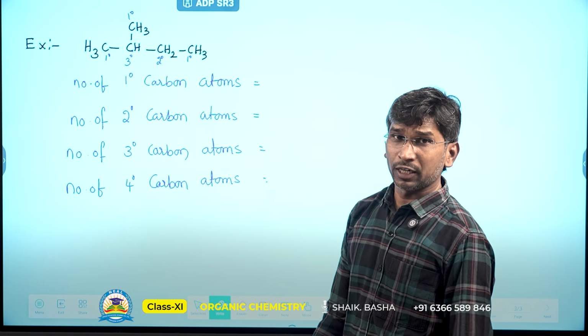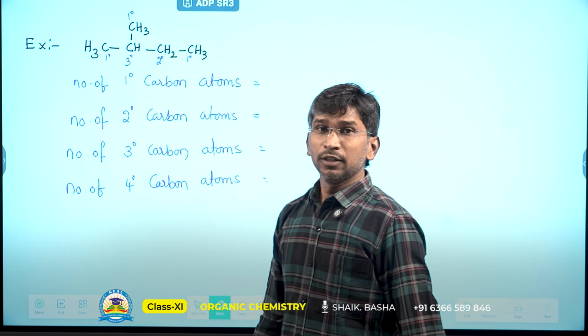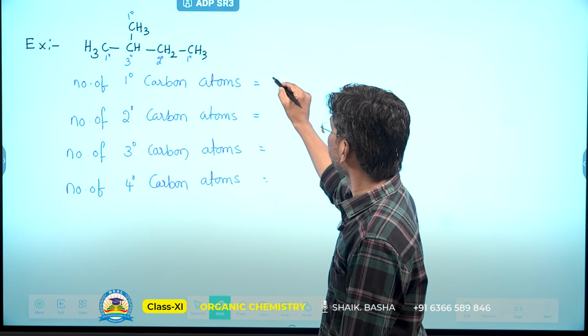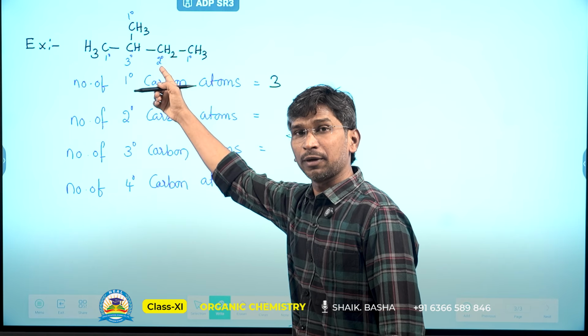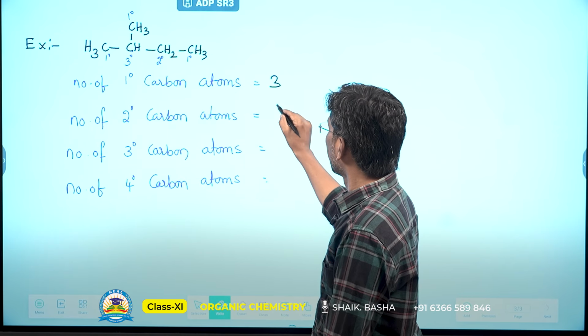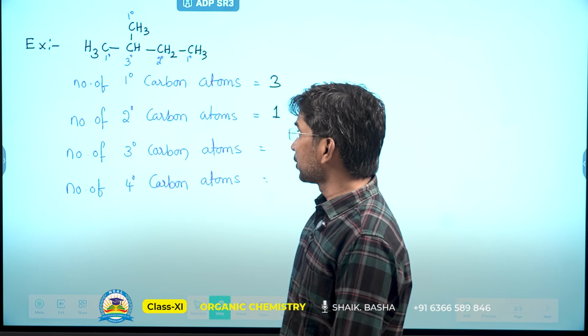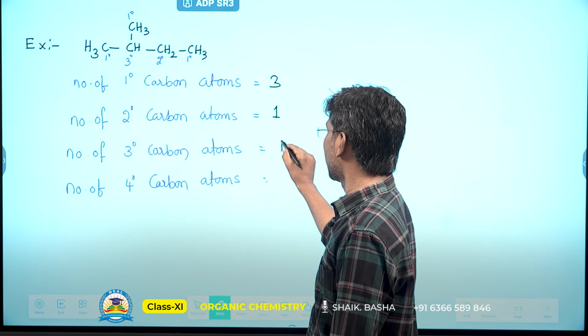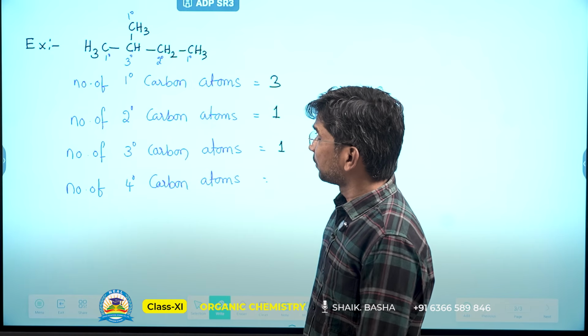So now, number of primary carbon atoms in the given molecule. How many primary carbon atoms are there? This is 1, this is 2, this is 3. So total how many? 3 only. Number of secondary carbon atoms. How many secondary carbon atoms are there? Only 1. In the given example, only 1 secondary carbon atom is there. Then tertiary. 1 tertiary carbon atom is there in the given example. Number of quaternary carbon atoms.